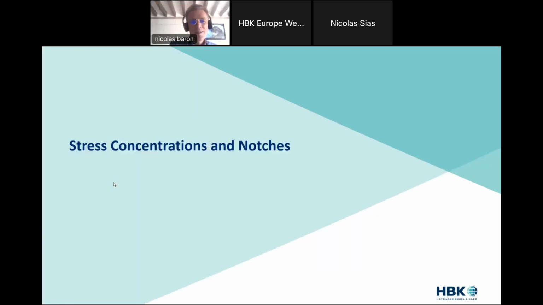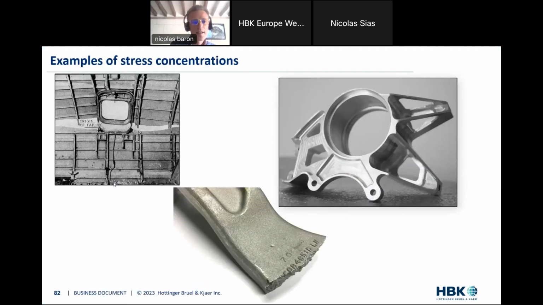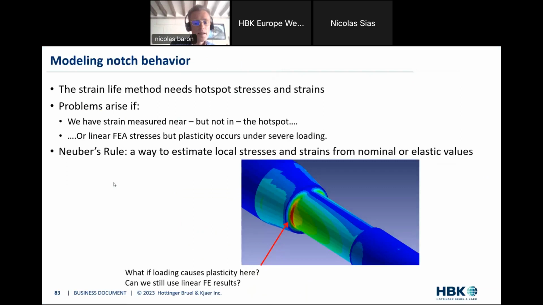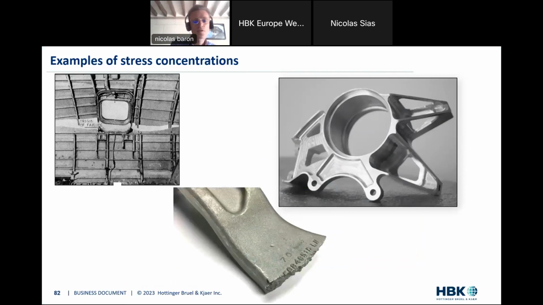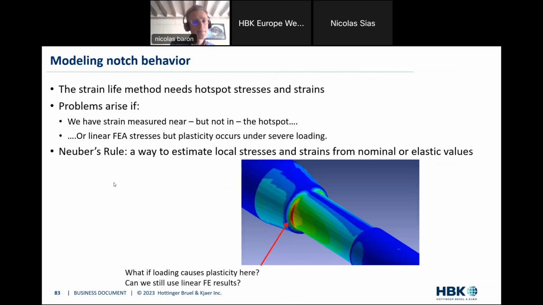Okay, what about stress concentrations and notches? We have addressed those before, and this slide here, you probably recall it. We've seen it before. Now we're addressing the same challenge, to address these stress concentrations, but this time in terms of the strain life methodology. So what is at stake here? How do we do that?